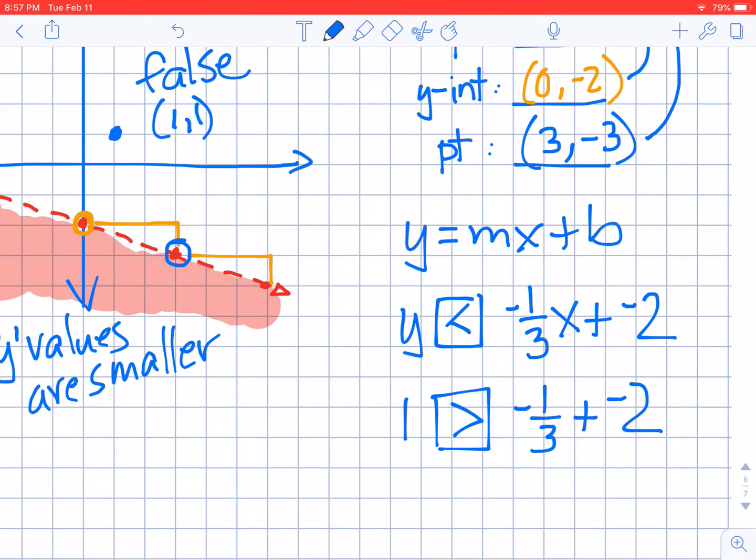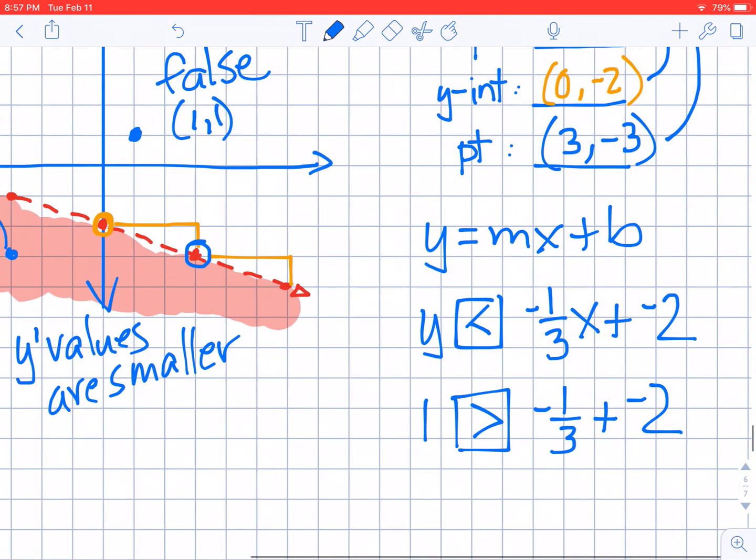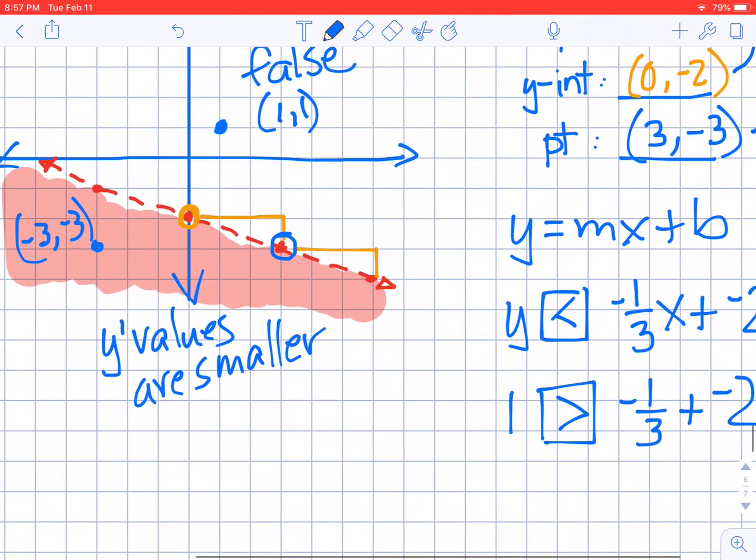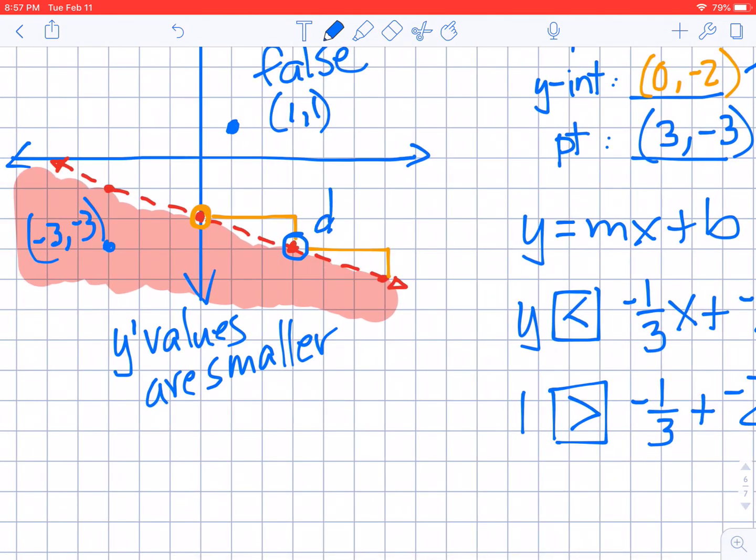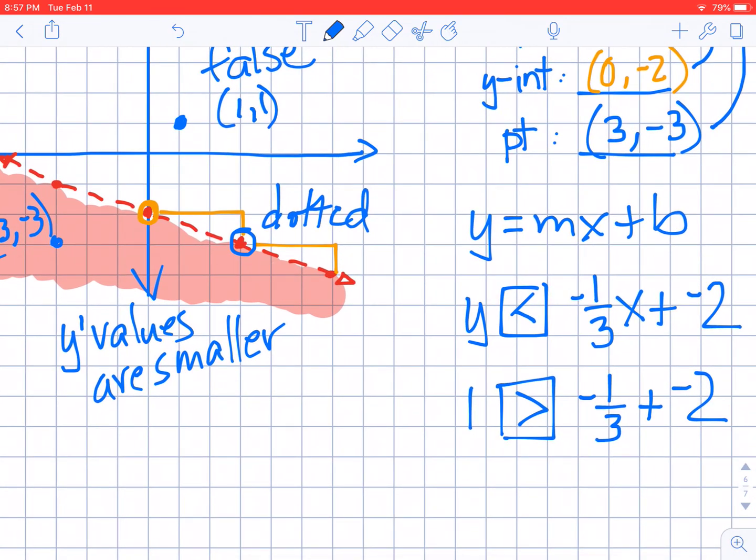Keep in mind, sometimes we need to add the equal sign. In this case, we don't. This is just a less than symbol, again, because we see that the line is dotted. If this were a solid line, then that would be less than or equal to.